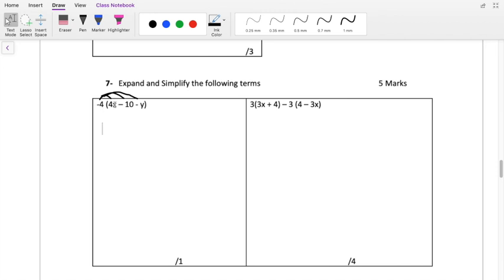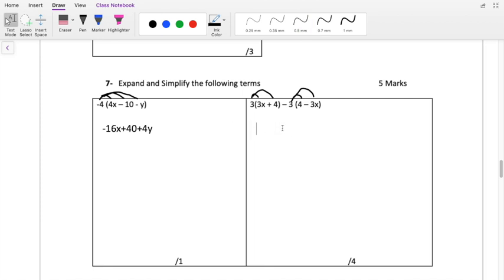So negative 4 times 4 is negative 16x. Negative 4 times 10 is negative 10, negatives are positive, so you're going to plus 40. Negative 4 times negative y is going to be plus 4y. Then we're going to do the same thing here and here.